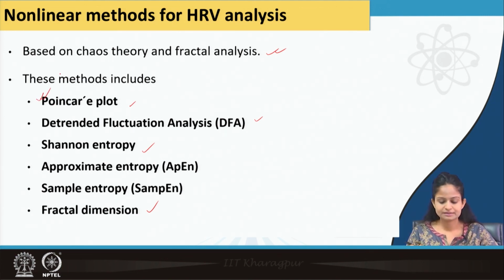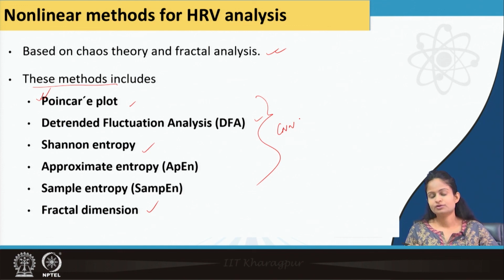These nonlinear methods, as I told you, are mainly based on the RR intervals, when all the RR intervals are plotted in 2 dimensions, and based on chaos theory and fractal analysis. Shannon entropy, fractal dimensions, and other entropies are usually computed with the help of convolutional neural networks and support vector machines, which are entities of artificial intelligence. That is why nonlinear analysis is mainly for the complexities.